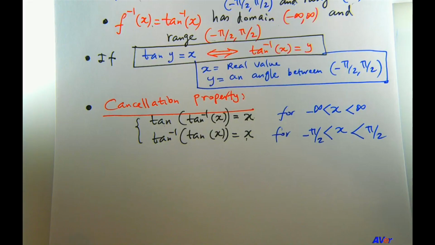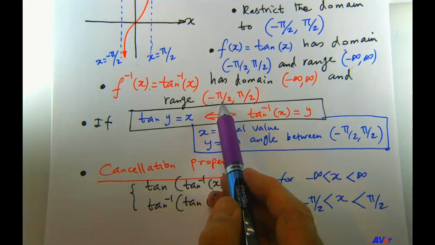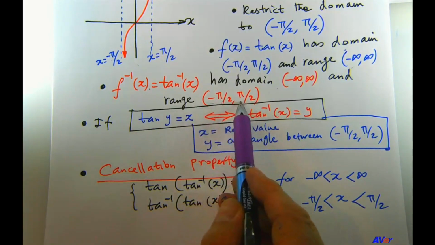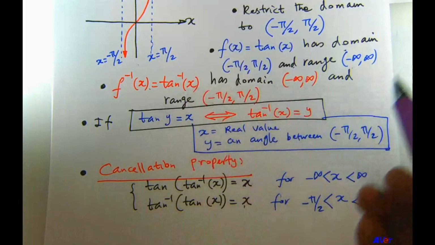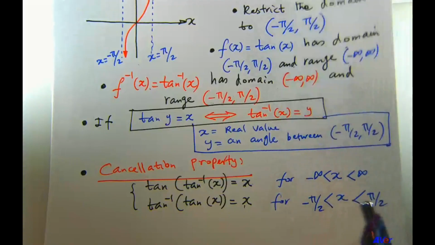Okay. So how does the graph look for the inverse function? Well, this is going to give us a clue how the graph is going to look, right? The range is going to be between negative pi over 2 to pi over 2. That's along the y-axis. And the domain is going to be negative infinity to infinity. So right from this, we can draw our graph.